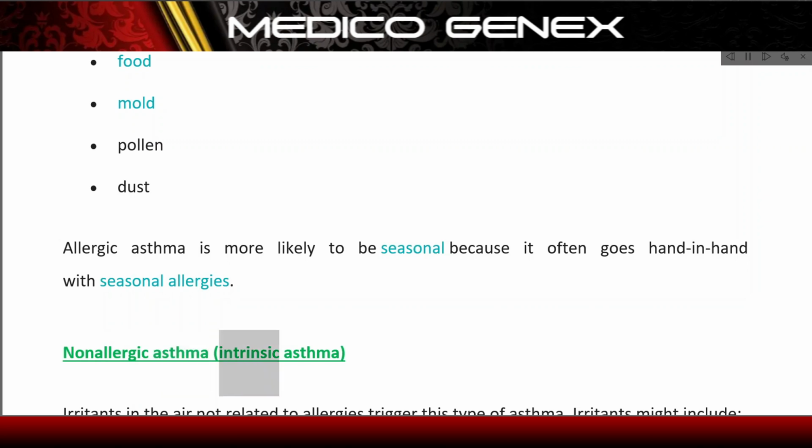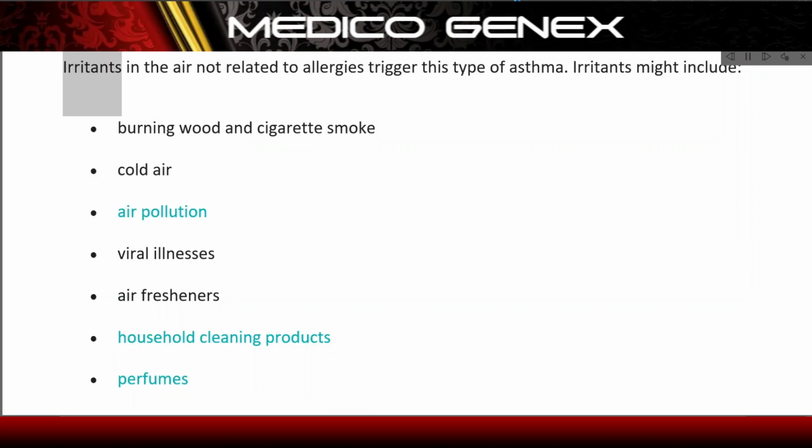Non-allergic asthma, or intrinsic asthma. Irritants in the air not related to allergies trigger this type of asthma. Irritants might include burning wood and cigarette smoke, cold air, pollution, viral illnesses, air fresheners, household cleaning products, perfumes.